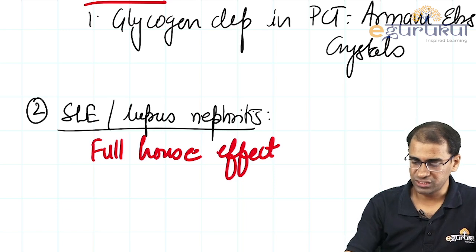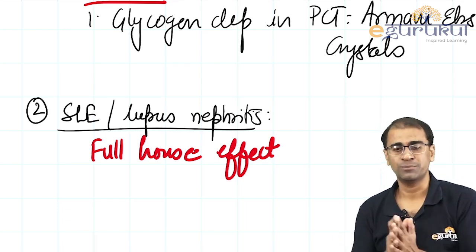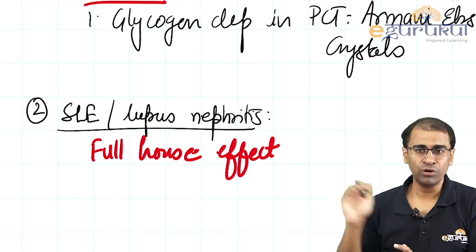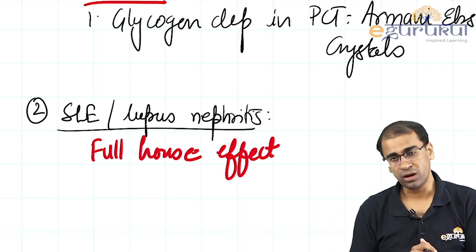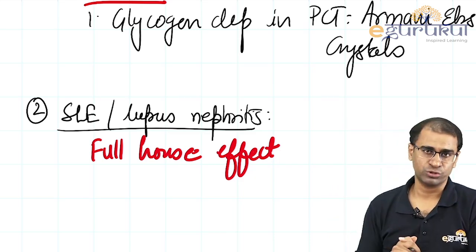Why? Because you see deposition of all the types of immune complex deposits in the glomerulus, and hence the name full house effect is seen. Okay, full house effect was a recently asked question in the AIIMS exam.